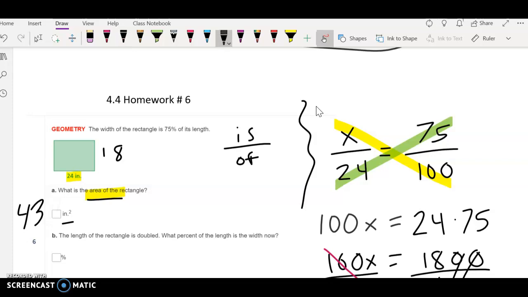Sorry, my pen is not working. Let me try it with my mouse. There we go. 432 inches squared.